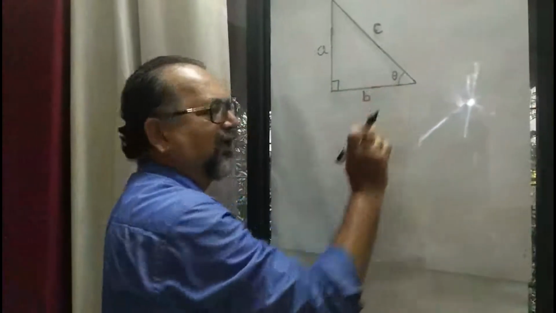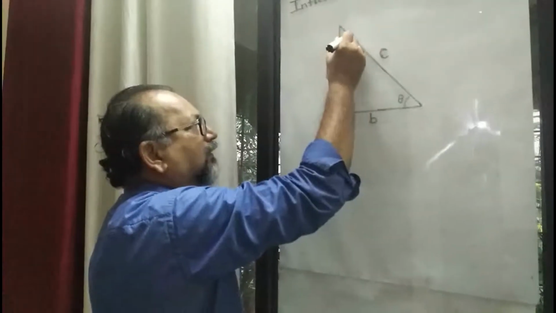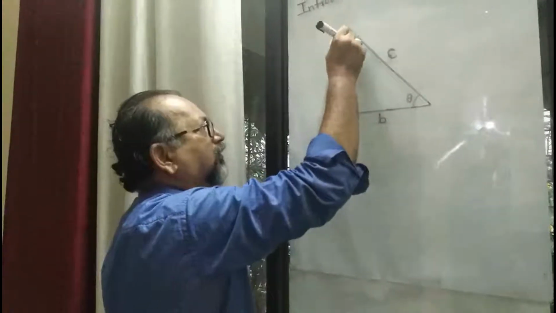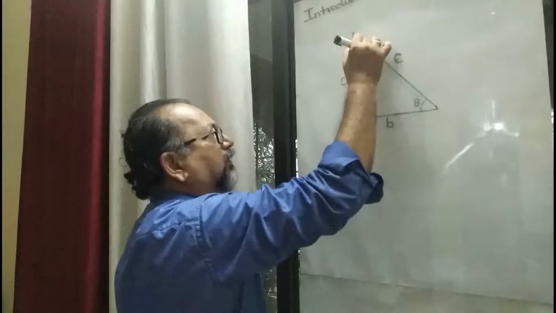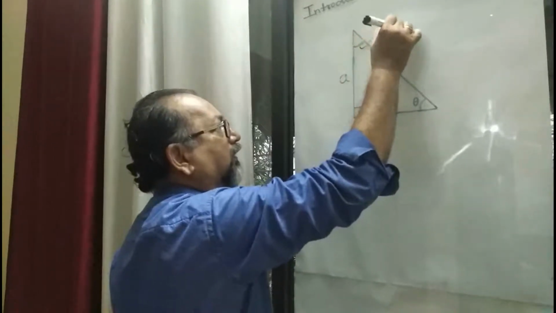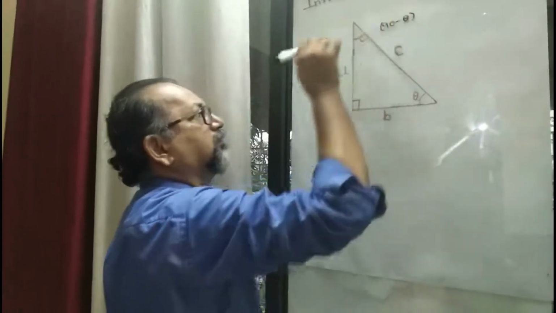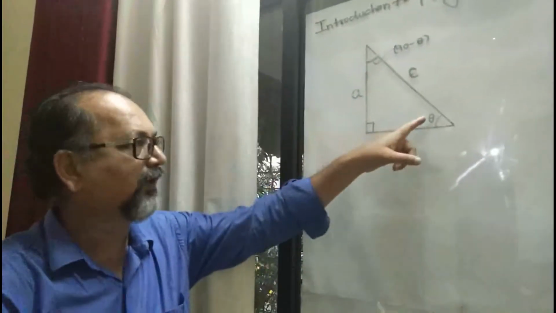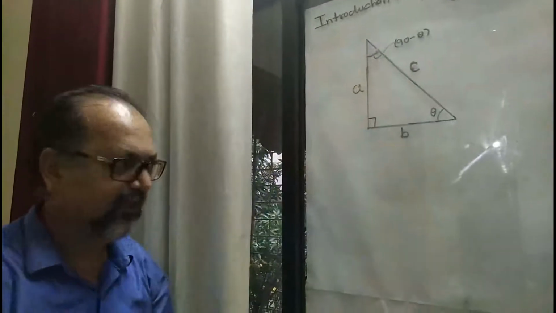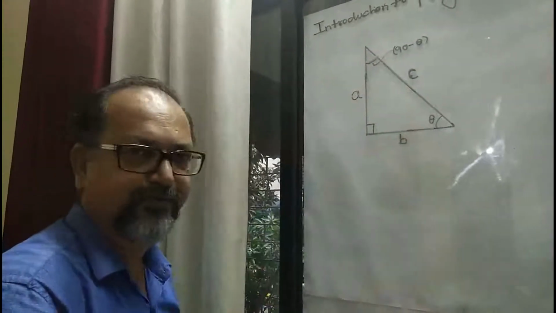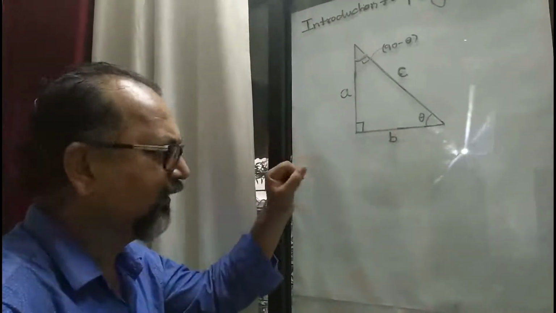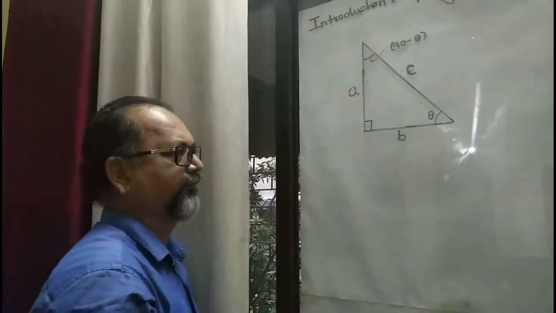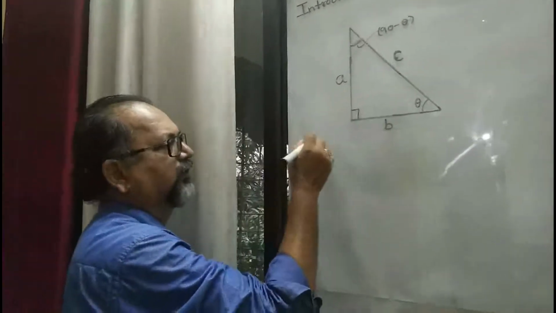So if this is theta, then this angle has to be of measure, let me write it here, 90 minus theta degrees. Because the sum of these two angles is 90, one of them is theta, the remaining has to be 90 minus theta. These are the complementary angles. So keeping that in mind, let me write now, and we will get some more relations between these trigonometric ratios.